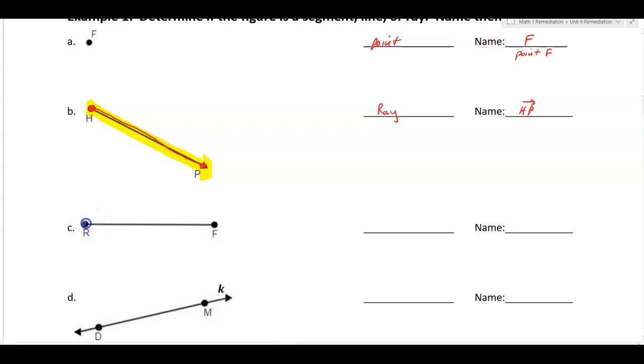When I look at this next one, it has two endpoints. It doesn't extend in any direction forever and ever. So it starts at R, ends at F. That there is a segment. In a segment, how we name it, using the two endpoints, RF with the segment bar above it.